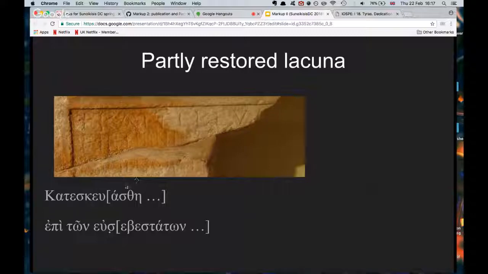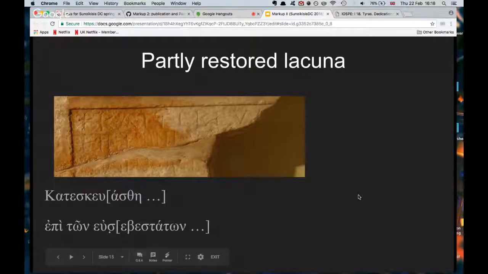We have a restored word, but then we don't know if at the end of the line there were some other words, some other content. We don't know, so we put 3 dots enclosed in a square bracket, which means there's a gap due to some kind of damage. The same on the second line. We finish the restoration as much as we can, but then we just don't know if there was anything else.